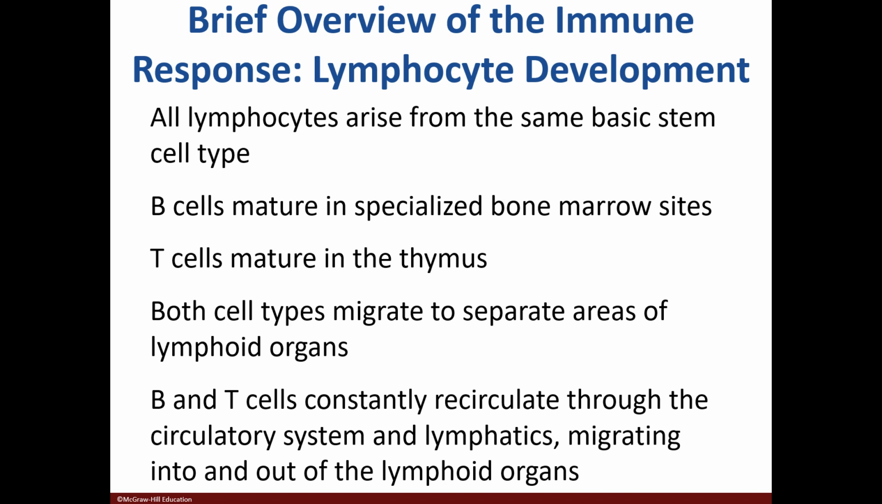First step is the development of the lymphocytes. Both B and T cells arise from the hematopoietic stem cell. The B cells mature in the bone marrow, while the T cells mature in the thymus. Once maturation is complete, the cells migrate to lymphoid organs like the spleen or lymph node. They do this so that they can encounter an antigen and become activated. The lymphocytes are constantly moving in and out of the lymphoid organs.